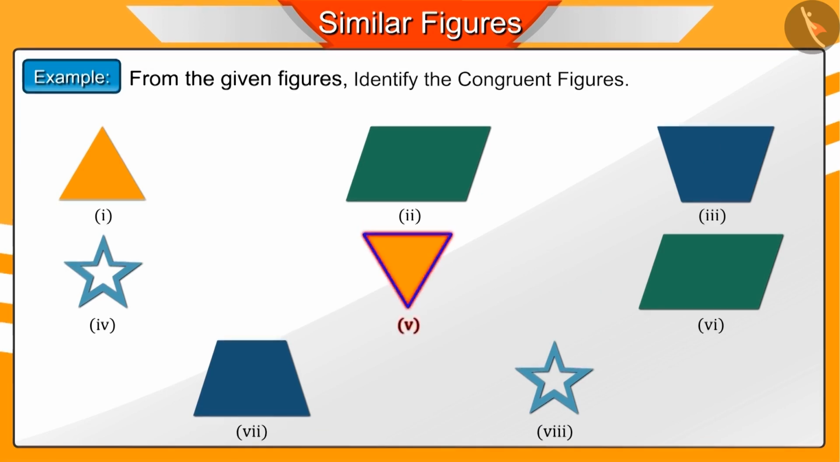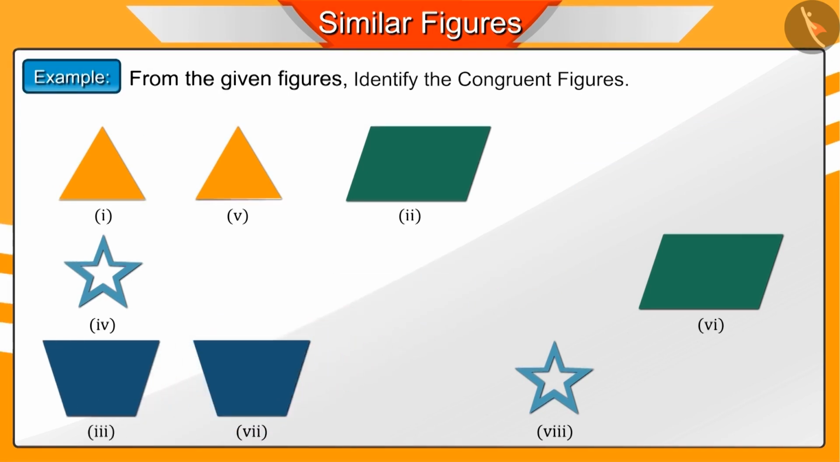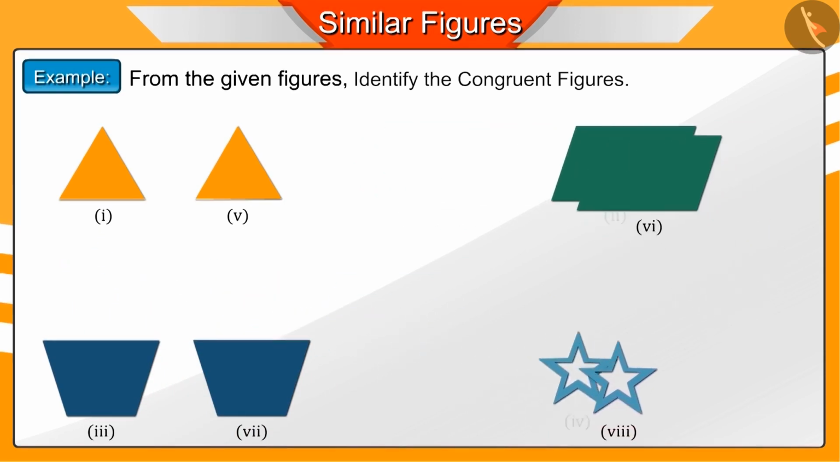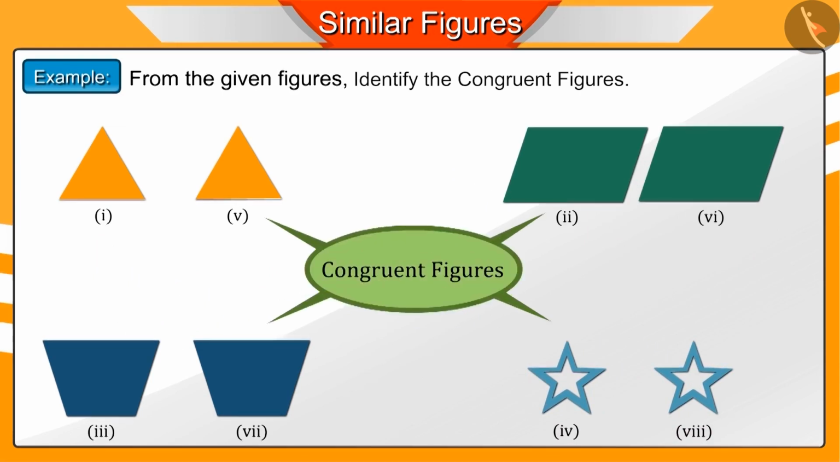You can see that if figure 5 is rotated by 180 degrees, then it is congruent to figure 1. Similarly, if figure 7 is rotated by 180 degrees, then it is congruent to figure 3. If we look at figures 2 and 6 and figures 4 and 8, we can see that they are congruent to each other through overlapping.